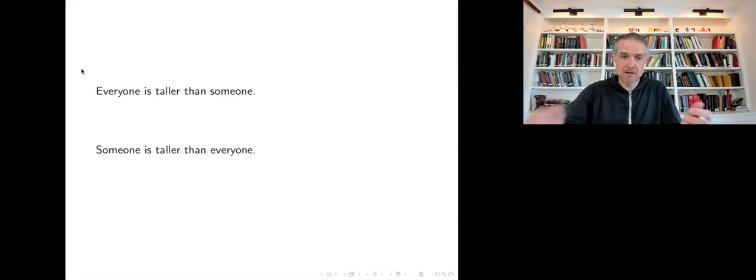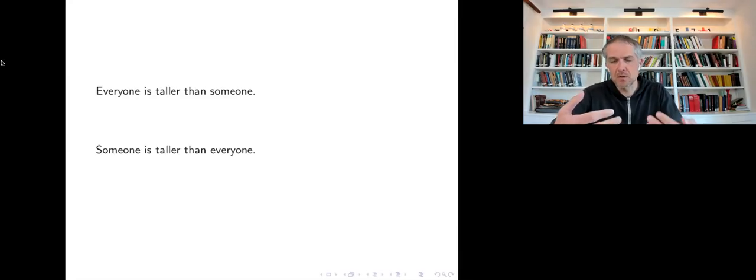Now we have a sentence that has no names at all: everyone is taller than someone. We need to massage this into logic form. Everyone is taller than someone. So for all people, there is a person such that the first is taller than the second. Well, that's hard to say in natural language. It's easier to write in logic.